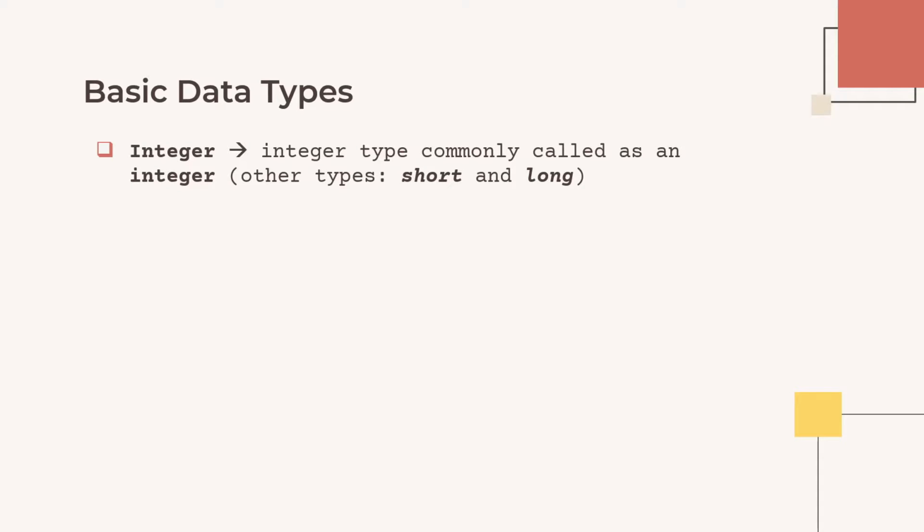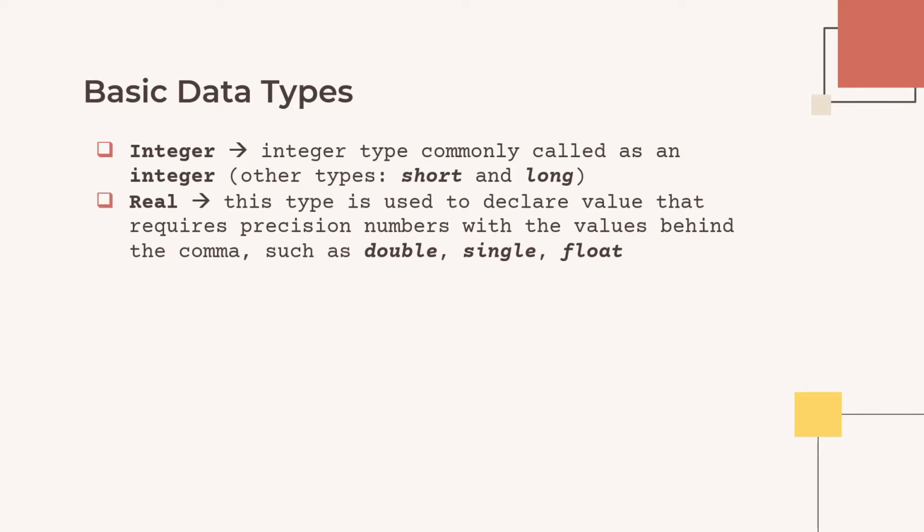The basic data types in programming are as follows. First is integer. The integer type is commonly called an integer. But the integer type does not only consist of int. There are other types such as short and long. And the difference between int, short and long is the range of the number.